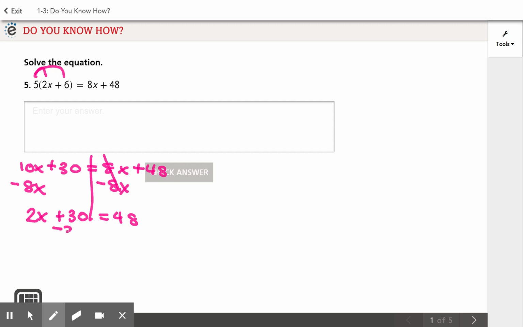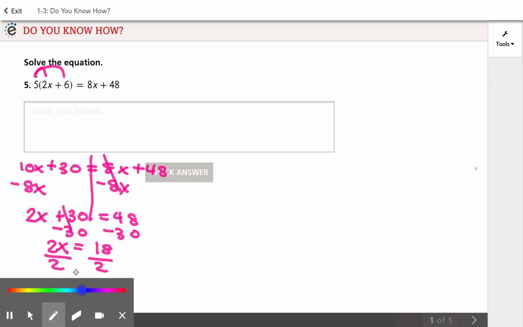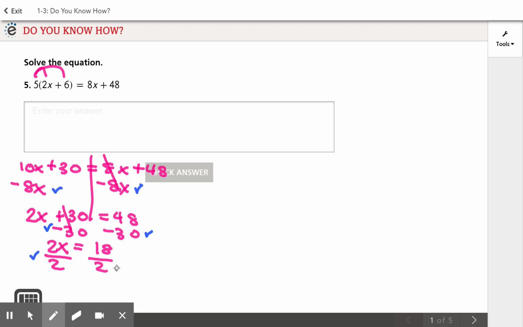Now we have a two-step. We take away 30. We have 2x equals 18, and then divide by 2. Notice that in my work, whatever I do to one side, I do to the other. I divide. I need to see that symmetrical work. So then x equals 9.